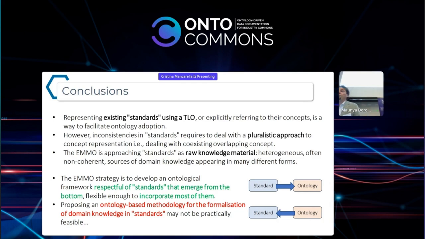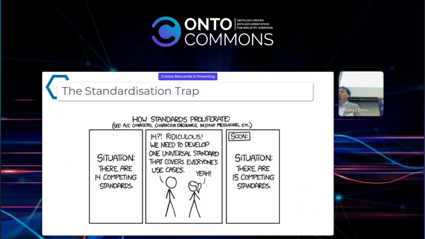So the MMO is approaching standards as raw knowledge material. They are raw, so pre-conceptualization of what exists in the knowledge domain. The strategy of the MMO is to develop an ontological framework that is respectful of the standards that emerge from the bottom and flexible enough to incorporate most of them and let them coexist. While the opposite direction, proposing an ontology-based methodology for the formalization of domain knowledge in standards, may not be practically feasible. One of the risks is to fall into the standardization trap in which you want to propose a standard to rule them all, but in the end, you will be only another source of confusion, or you are putting in another bias.